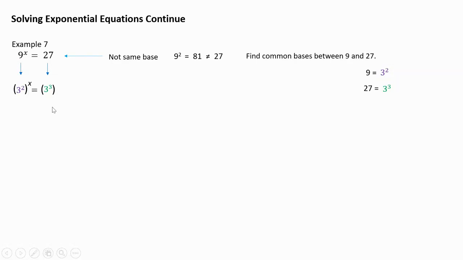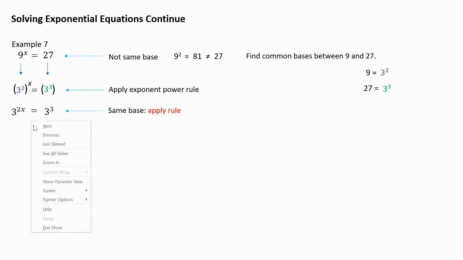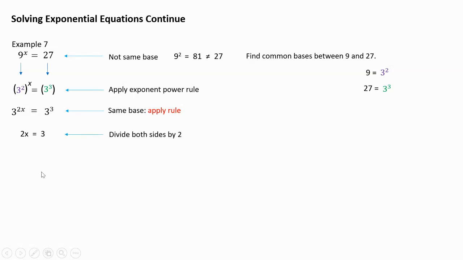Now on the left side, we're going to apply the exponent power property, or power rule. When you have an exponent raised to an exponent, you multiply the exponents. This will give us 3 to the 2x equals 3 to the 3rd power. Now they've got the same base, right? So we can apply the rule: when you have the same base, we let the exponents equal each other. So 2x must equal 3. We divide both sides by 2, so the answer will be 3 over 2.